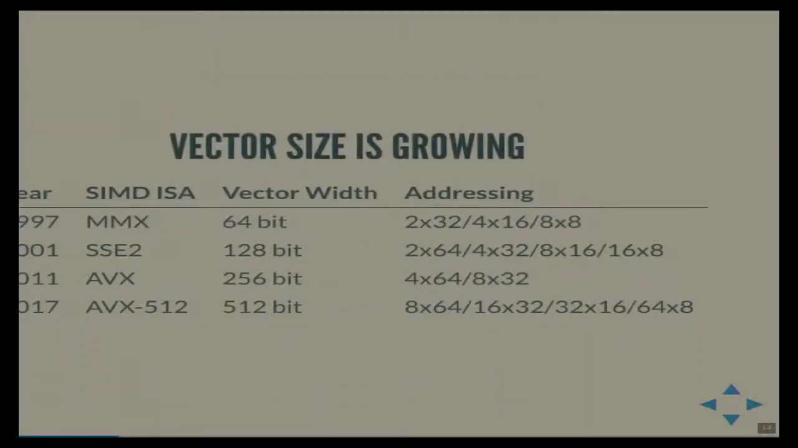Now, if you look at the history of these instructions on the PC, you can see there's been a steady growth as they've tried to catch up with their supercomputer counterparts. The first expansion from MMX doubled the size of vector registers to 128 bits. The current iteration, AVX-512, as will surprise no one, is 512 bits wide. As you can see, you can do 8 double precision operations at a time, or 16 single precision operations, all the way down to 64 byte operations.